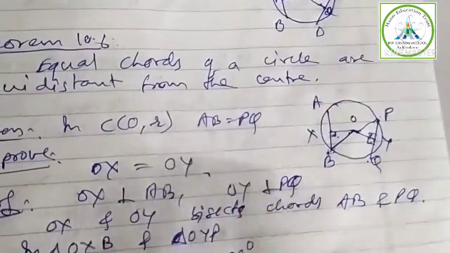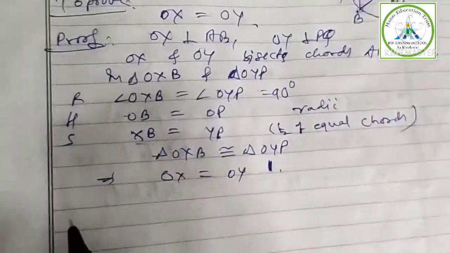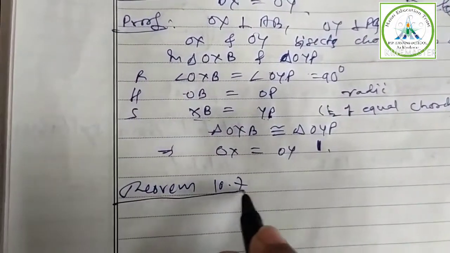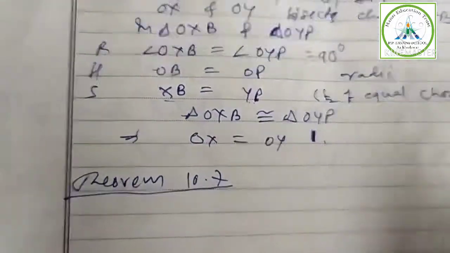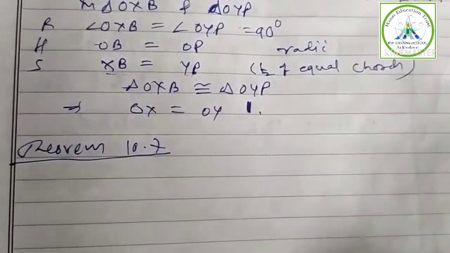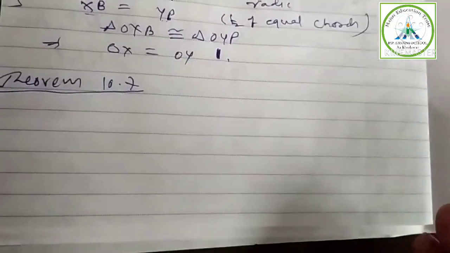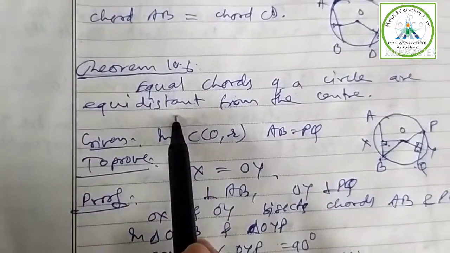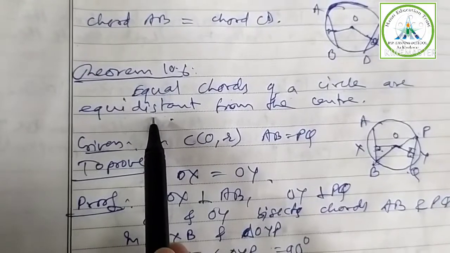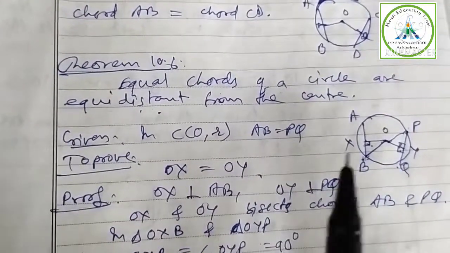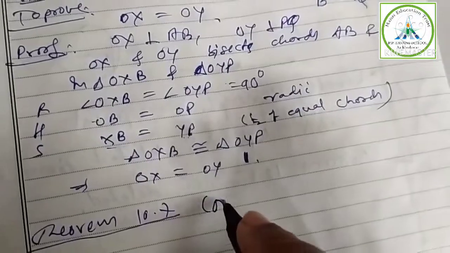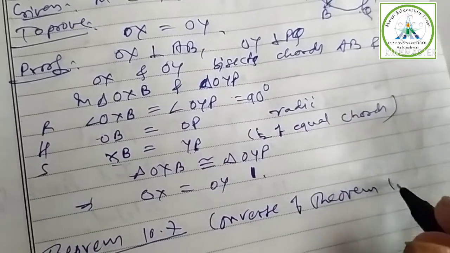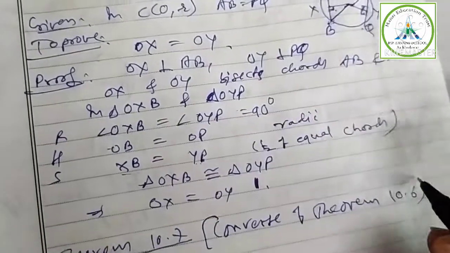Okay. Theorem 10.7. Look here. Theorem 10.7: Chords equidistant from the center of a circle are equal in length. See, we discussed theorem 10.6. What is that? Equal chords of a circle are equidistant. And if chords are equidistant, it means the chords must be equal. That is the converse of theorem 10.6. So only this statement you will remember.